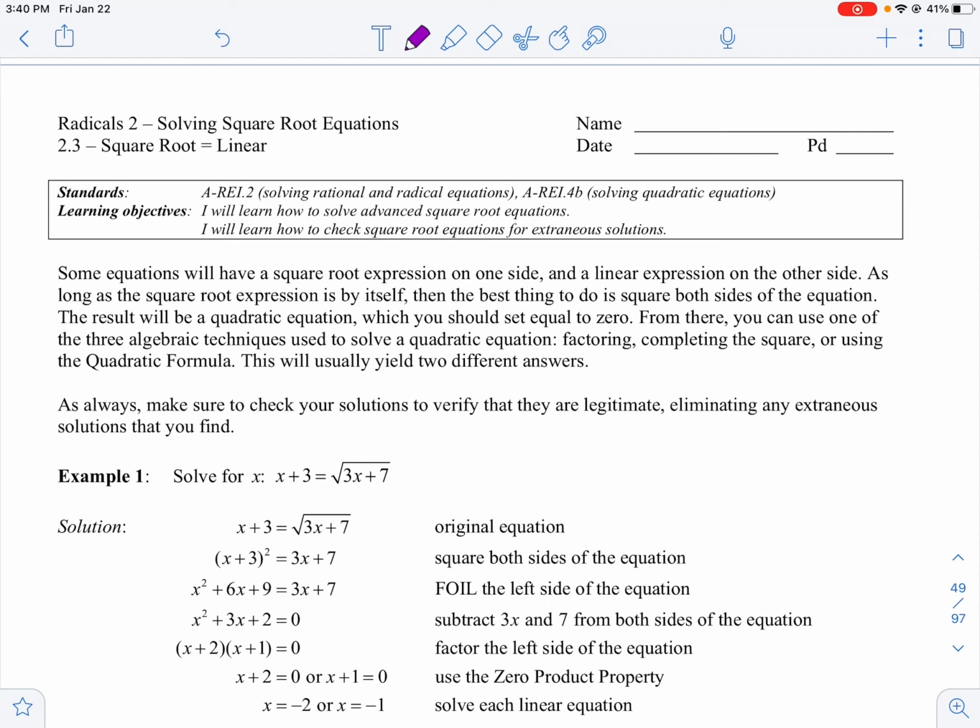Today's lesson is square root equals linear. We've already learned square root equals constant, square root equals square root, and today we're going to be learning square root to linear. Some equations will have a square root expression on one side and a linear expression on the other side. As long as the square root expression is by itself, then the best thing to do is to square both sides of the equation. And the result will be a quadratic equation, which you should set equal to 0.